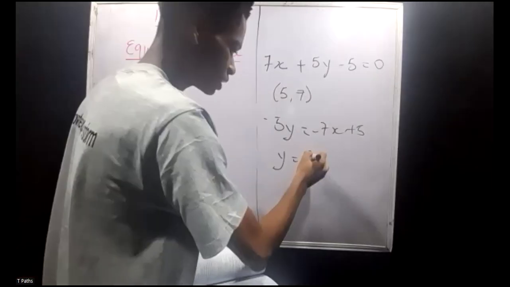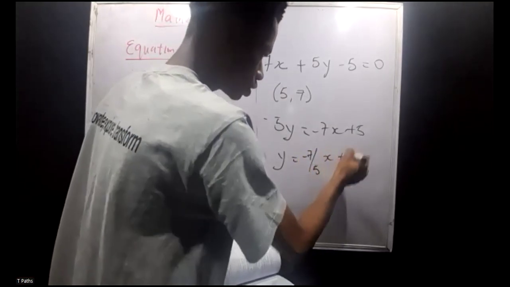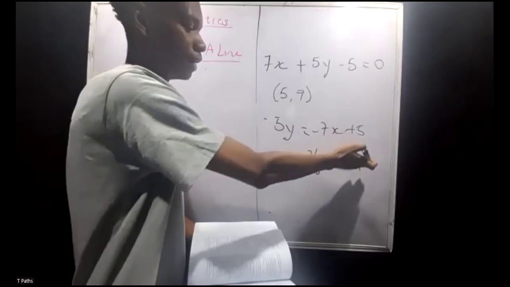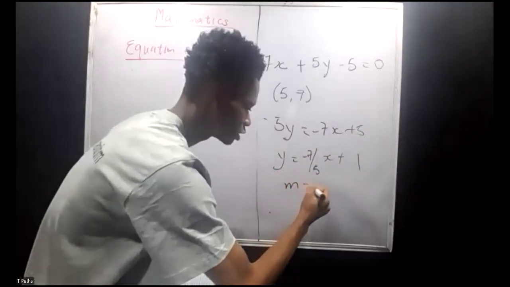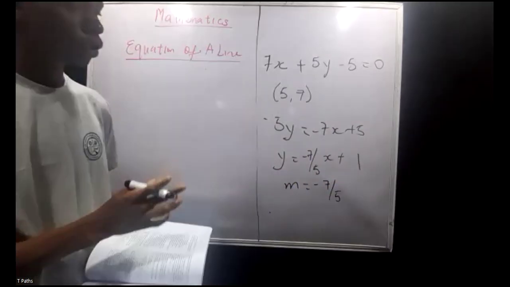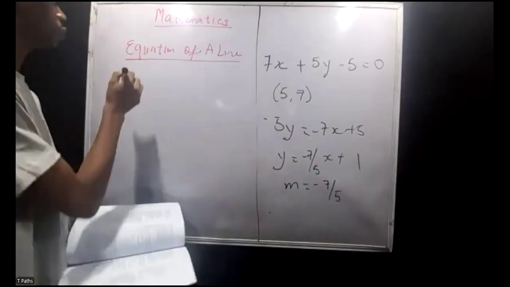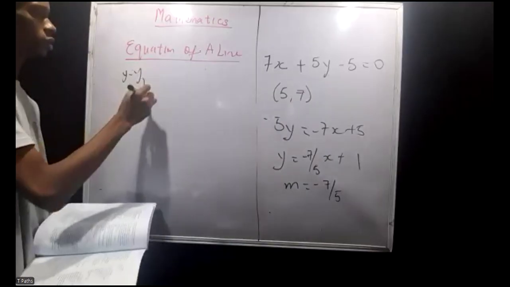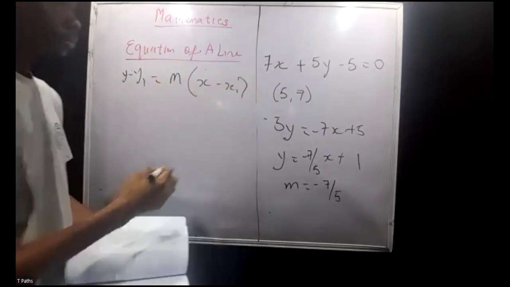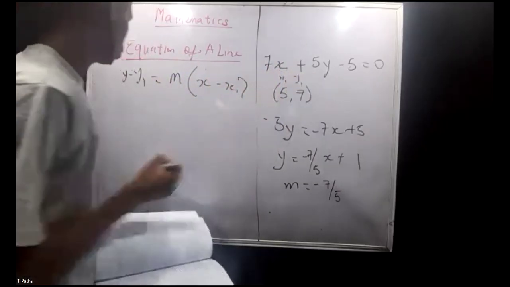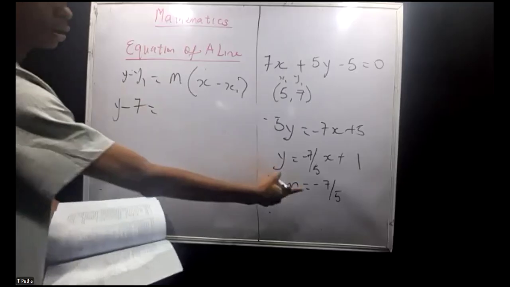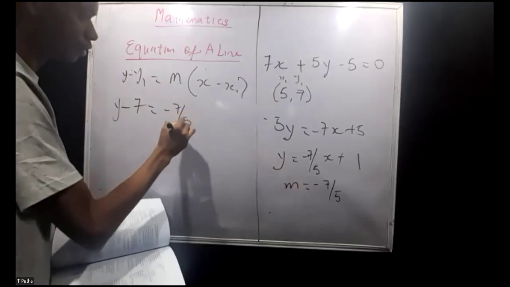I'll have y is equal to minus 7 over 5x plus 5 divided by 5 is 1. All right, y is equal to minus 7 over 5x plus 1. So now m, which is the slope, is equal to minus 7 over 5. So now using the one point form equation, which is y minus y1 is equal to m open bracket x minus x1. This is x1, this is y1. So y minus the value of y1 is 7 is equal to m is minus 7 over 5, right?